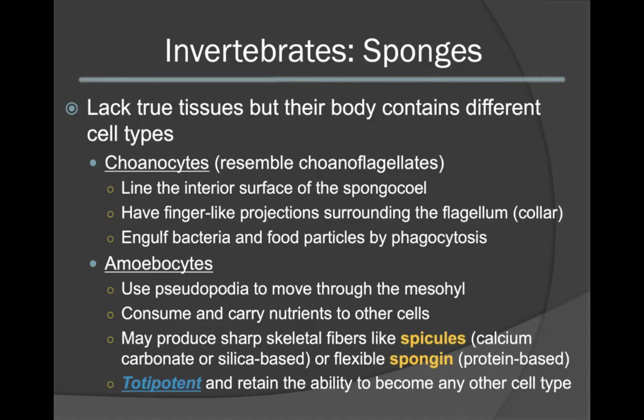Amoebocytes, on the other hand, are able to move throughout the mesohyl. They do this through the use of pseudopodia. Amoebocytes can also consume and carry nutrients to other cells within the sponge. Many amoebocytes can produce sharp skeletal fibers called spicules, or flexible fibers called spongin. Amoebocytes are considered to be totipotent. This means they retain the ability to become any other cell type. This means that they can undergo differentiation to form an epidermal cell as well as a choanocyte.